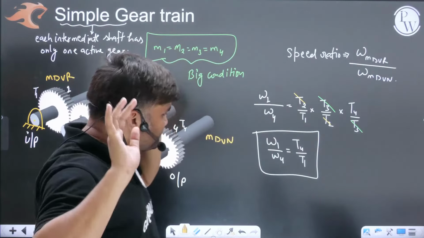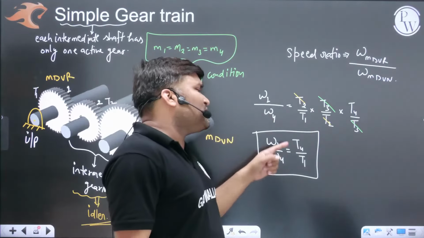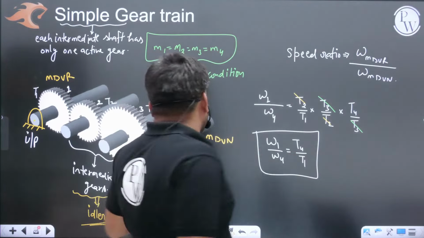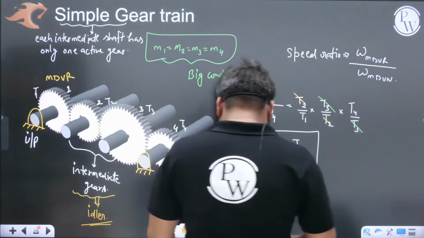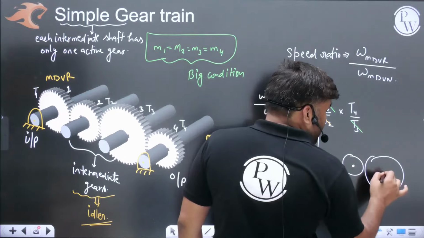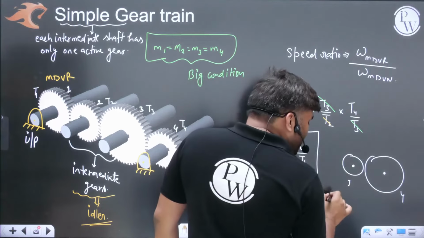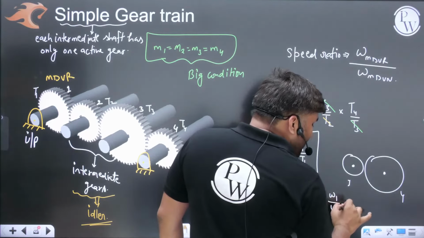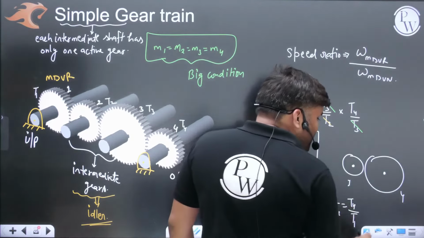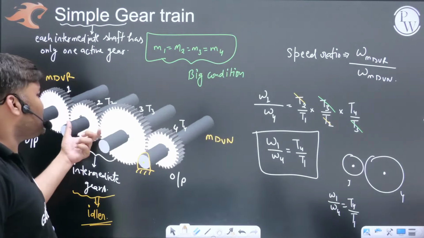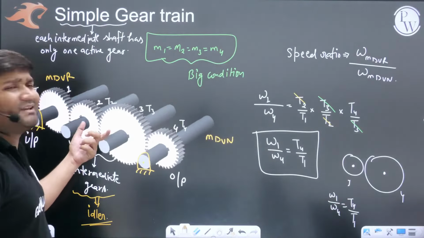Clear है मेरी जान? अरे omega 1 by omega 4 is equal to T4 by T1. It is as good as कि sir, using this entire combination क्या फायदा हुआ? If I have used, this is my gear 1, it is driving gear 4 directly. No one is in between. कोई नहीं है. तो भी तो I will be getting omega 1 by omega 4 as T4 by T1. Getting my point? Either you connect gear 1 and gear 4 like this, or in between so many gears you have connected, results are going to be exactly same.